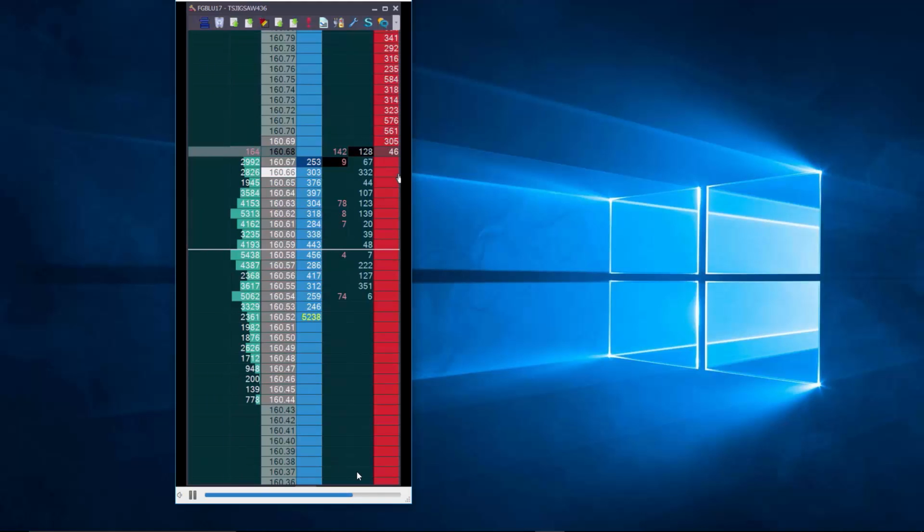So we want to see absorption, at least a few thousand contracts trading across these prices, which we're told they have. We're up at the highs. Volume appears to have dried out.